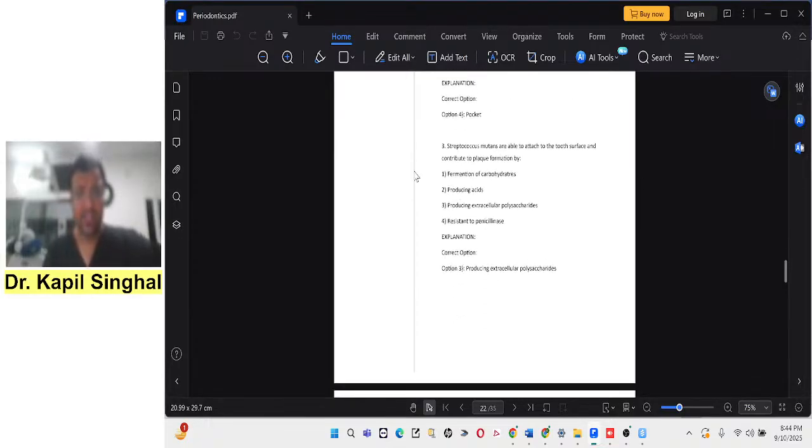Next question. Streptococcus mutans are able to attach to the tooth surface. Very old question. Hundreds of times it's been asked. It is due to oligopolysaccharides, extracellular polysaccharides, dextrans, one and the same thing. So whichever of these appears in the options, oligopolysaccharides, extracellular polysaccharides, dextran, it is one and the same thing. The answer here would be 3. Option 3.